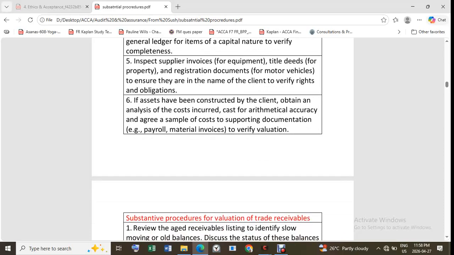Inspect supplier invoice, title deeds and registration document to ensure they are in the name of the client to verify right and obligation. If the asset has been constructed by the client, obtain an analysis of the cost incurred. Cast for arithmetical accuracy and agree a sample of cost to supporting documentation, payroll, material invoices to verify valuation.